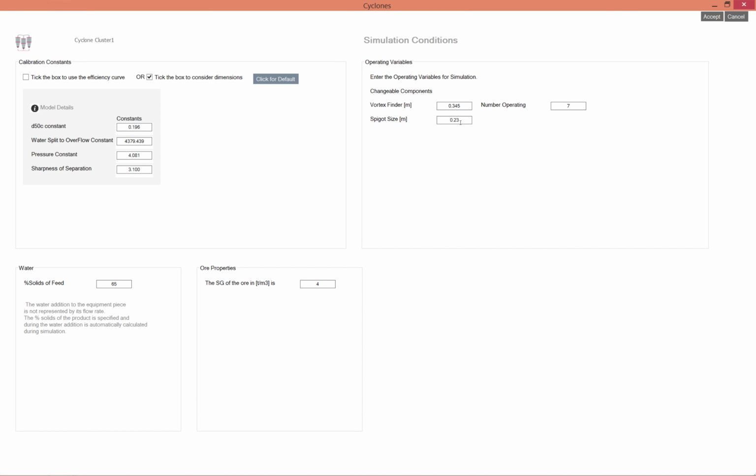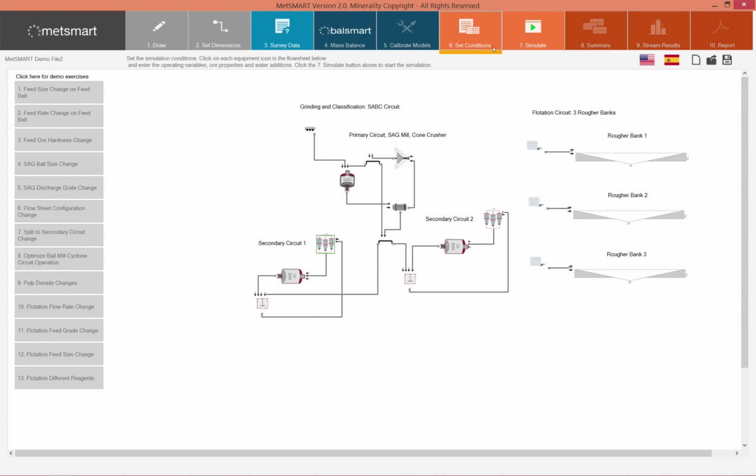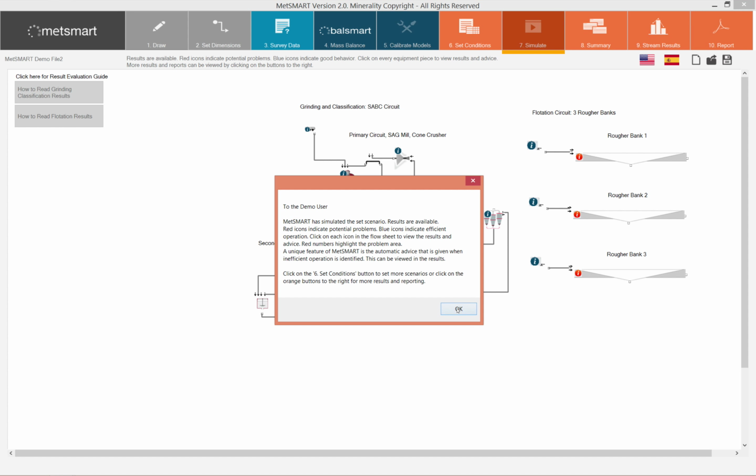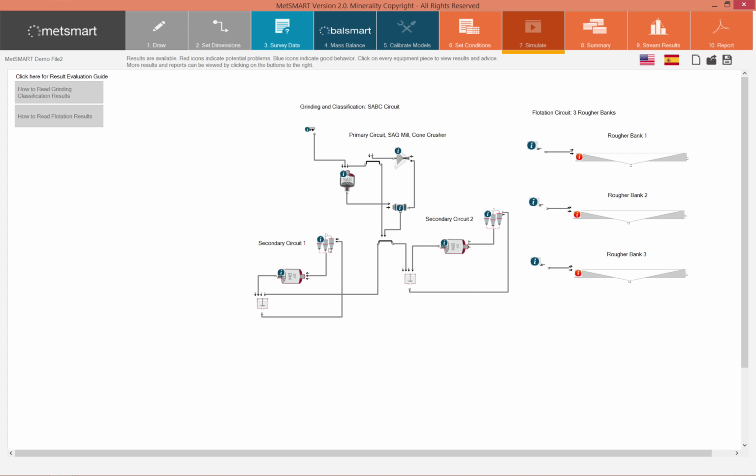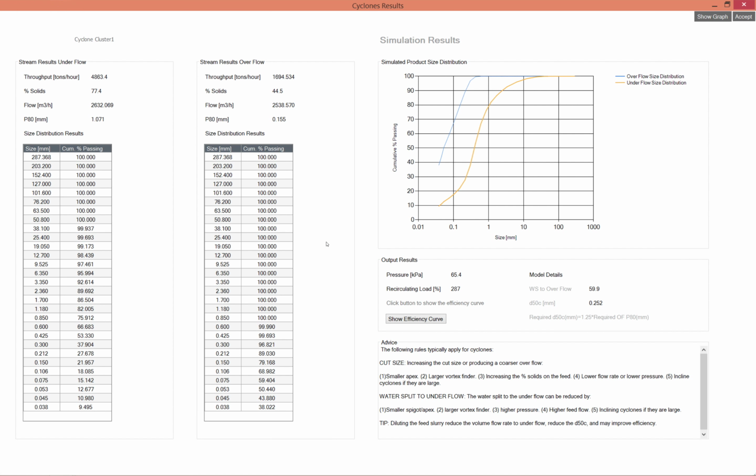If I reduce the size to 0.21, and I do my simulation, I can see that the cyclone has turned blue. That's a very reasonable percent solids on the underflow. The overflow percent solids is a bit high, but this is expected with this type of operation. The cyclone pressure is reasonable and the recirculating load is in a good range.